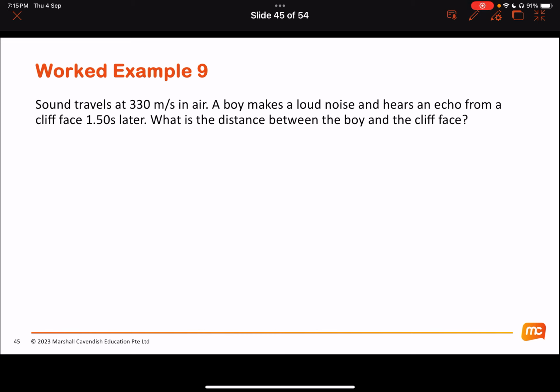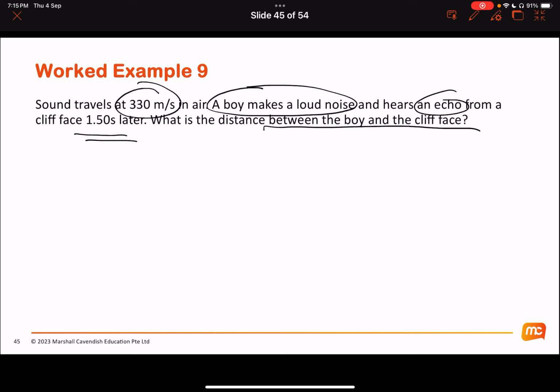Okay, so let's look at worked example 9, a quick one. A boy makes a loud noise, sound travels at 330 meters per second. He hears an echo from a cliff. What is the distance between the boy and the cliff? If you cannot visualize, always just draw it at the side, just a rough one. This guy is going to clap and the echo will travel back to him. If this is the distance between the boy and the cliff, then it will have traveled 2d, two times the distance.